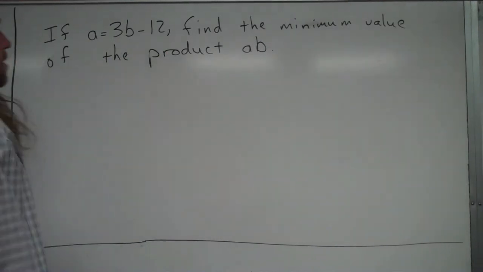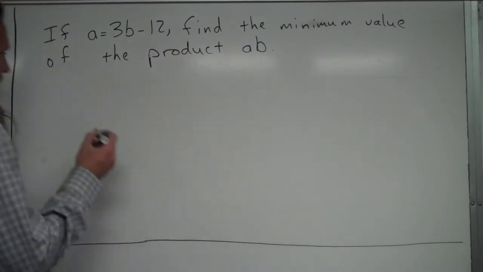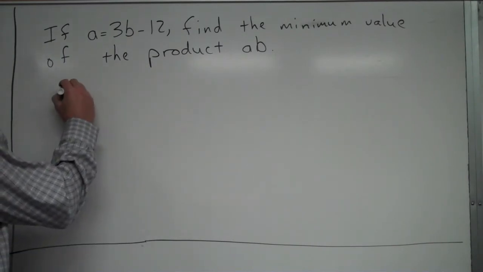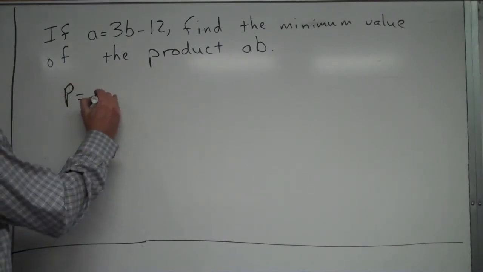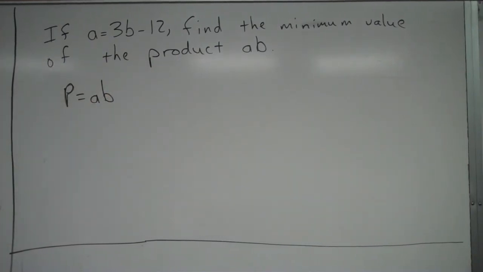Then it goes on to say, find the minimum value of the product AB. So that right there is what they're asking us to optimize. In this case, we're asked to find a minimum. So AB, I'll just call it P. P is equal to AB, P being product. That's what we want to find the minimum of.